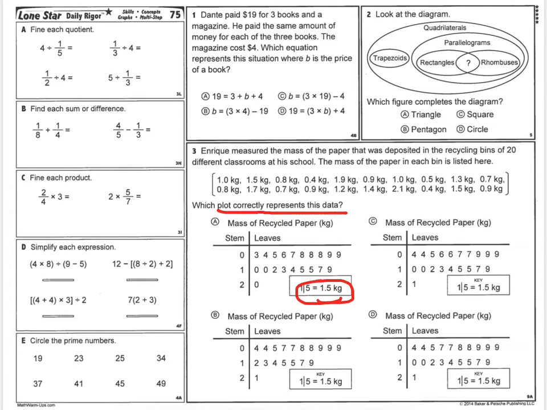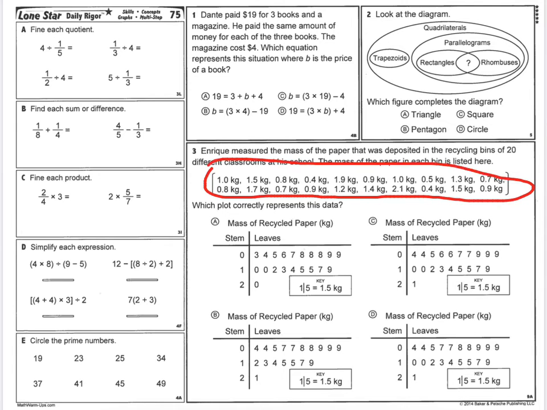Okay, so look at the key. The key is the same in all of them. What it's saying is 1-5. Okay, they're saying that equals 1 5/10, which means the whole number is the stem and the decimal is the leaf. Okay? All right, so now let's look. What you need to do is go through and list all of these numbers on a separate sheet of paper and match them to each answer choice.